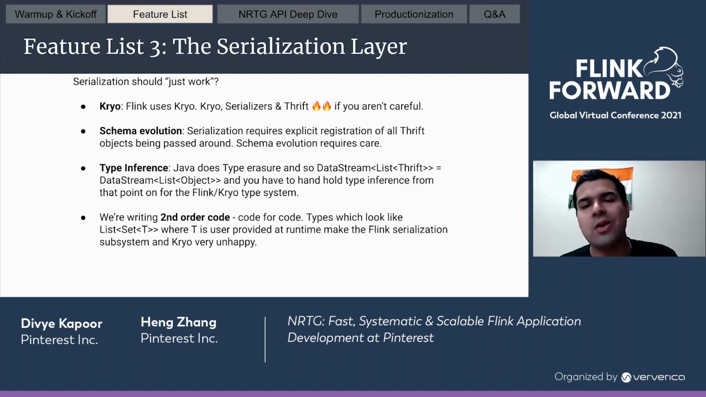And we are writing second order code. We're writing code for code. And types which look like list of set of T, where T is not known at compile time. It's provided by the user at runtime. It just makes the Flink serialization subsystem and Kryo very unhappy, because the type information can't be generated, and we can't really provide good type information. So we just had to completely rework the system to make this work.